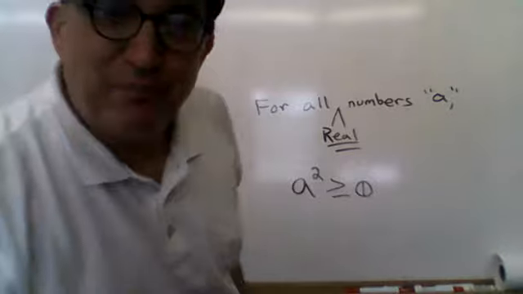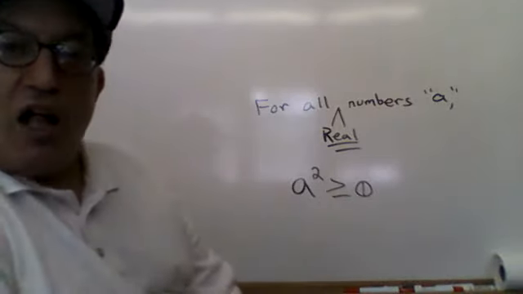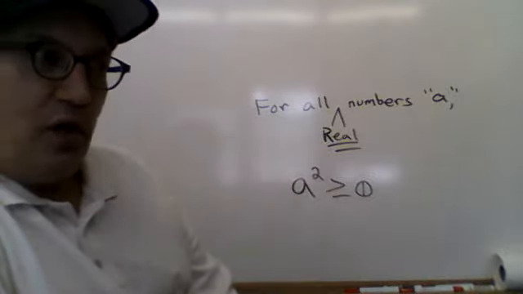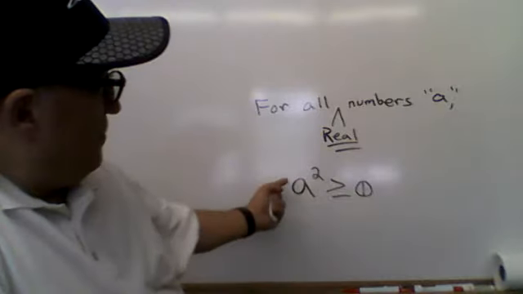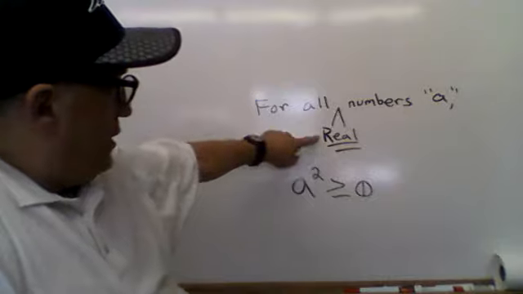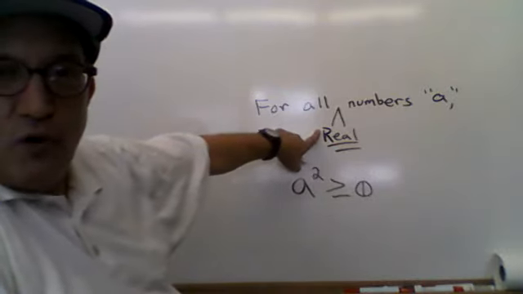When I was introducing absolute value, I was able to say, for all numbers A, the absolute value of A is greater than or equal to 0. But for this statement here, for all numbers A squared is greater than or equal to 0, I technically have to insert that word real.